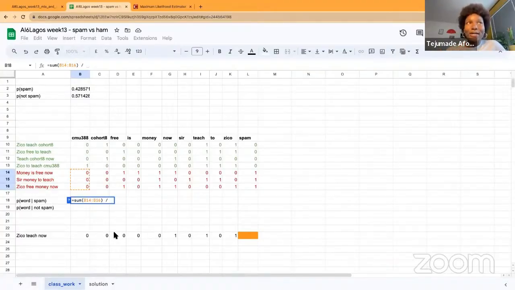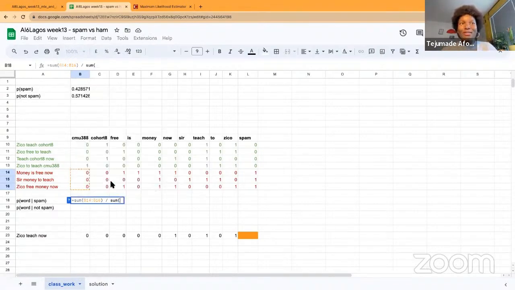Someone said we need to divide by 0.42. We need to divide that by the probability of spam. Do we all agree? This is not true. We cannot divide by the probability of spam. So to compute this probability, you sum everything and then you divide by the number of words in spam. So not the probability of spam, it should be the number of words in the spam email.